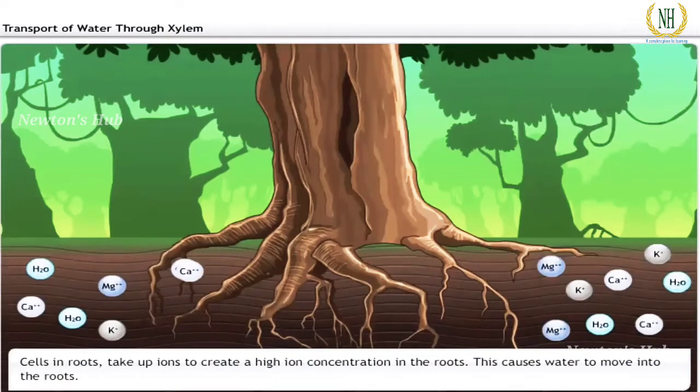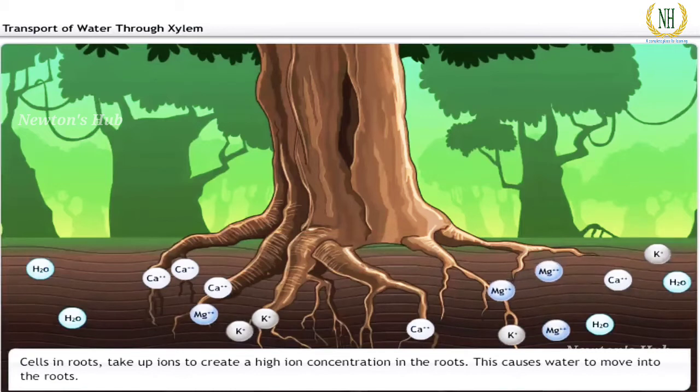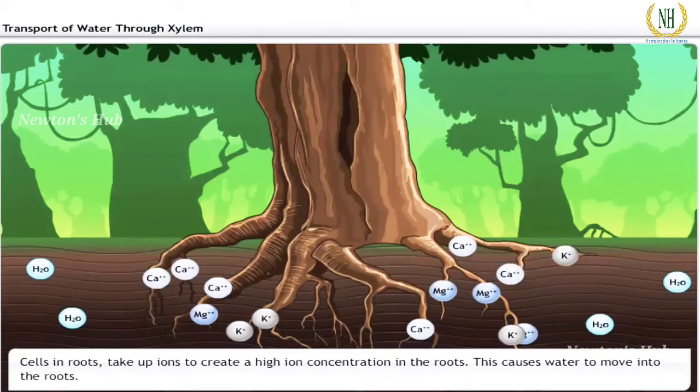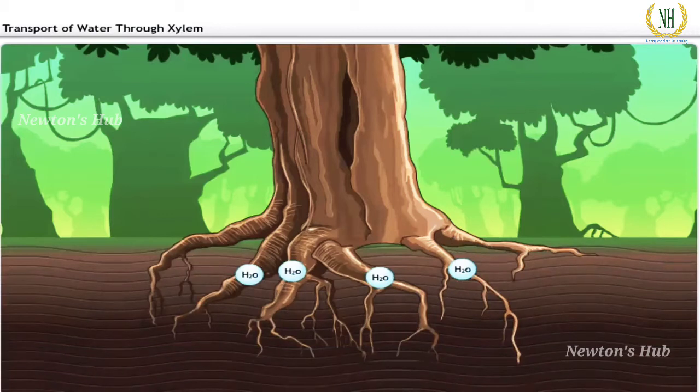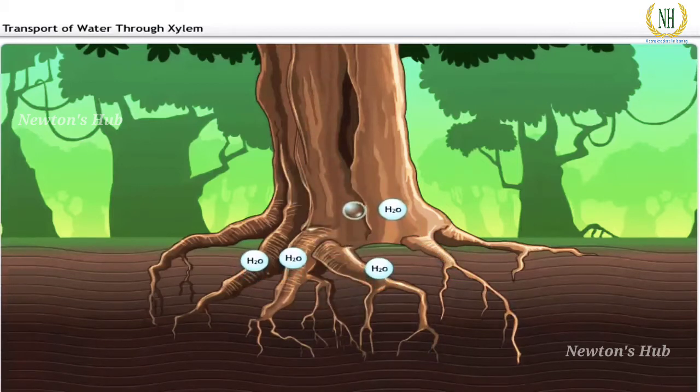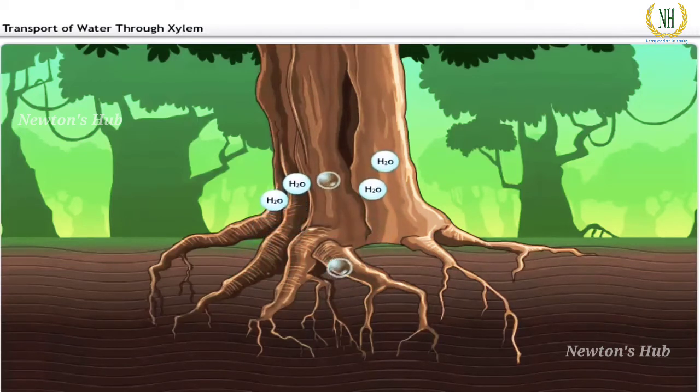In the roots, the cells in contact with the soil take up ions. This creates a high concentration of ions in the roots than in the soil. Therefore, water moves into the roots from the soil to eliminate this ionic difference. This process is known as osmosis. This ensures a steady movement of water into the roots, creating a water column that is pushed upwards.